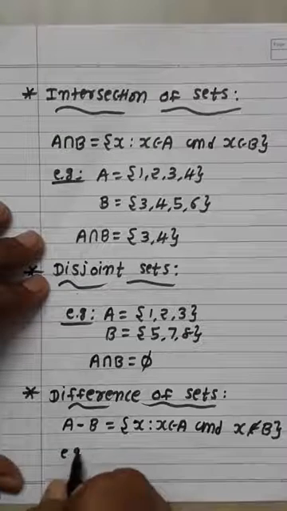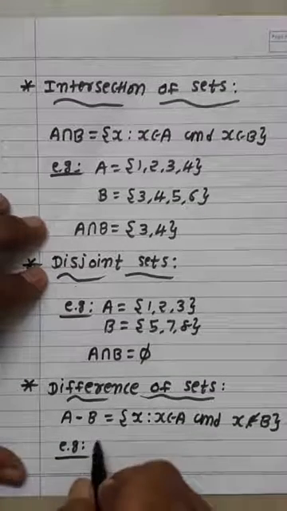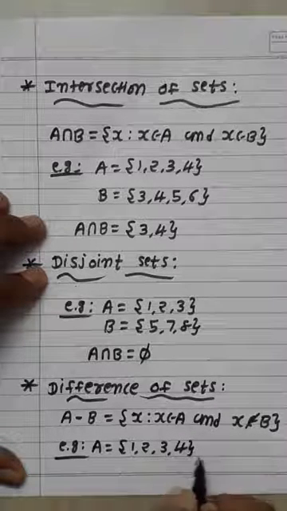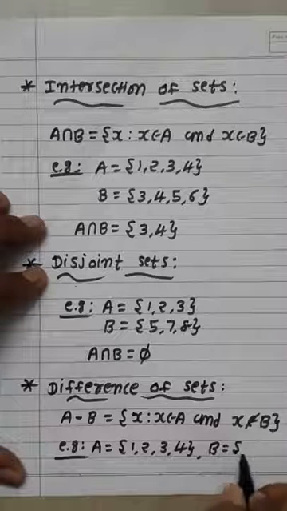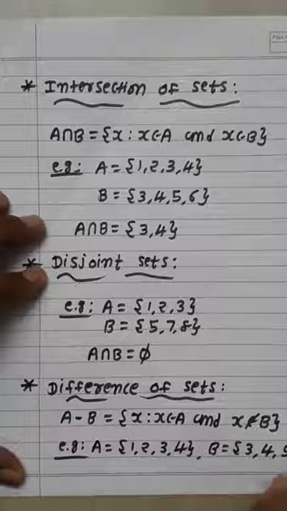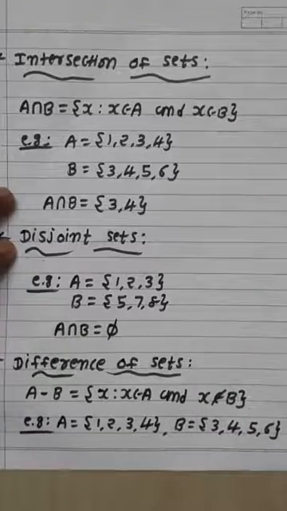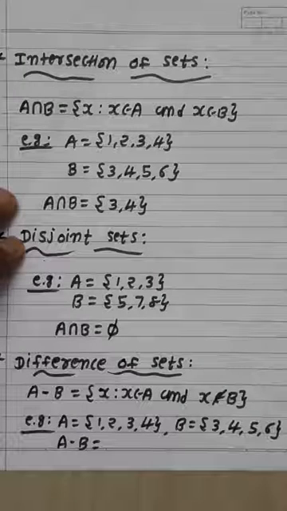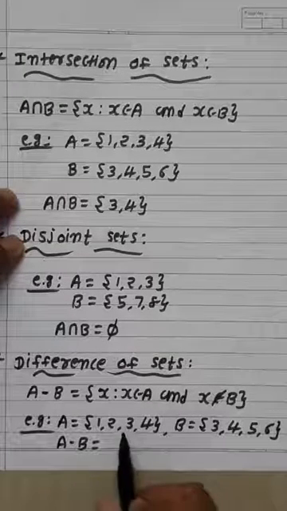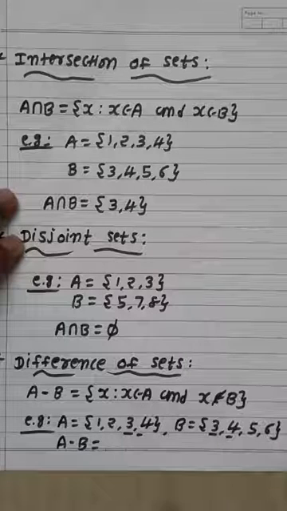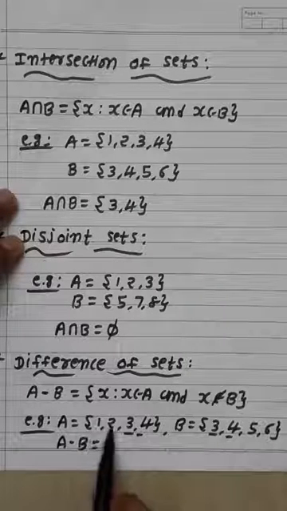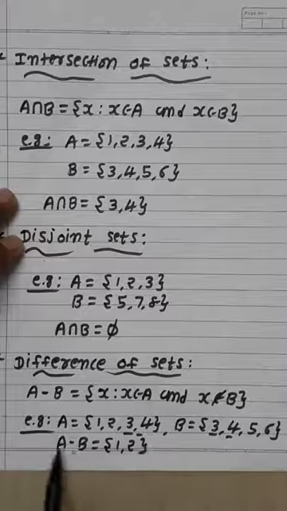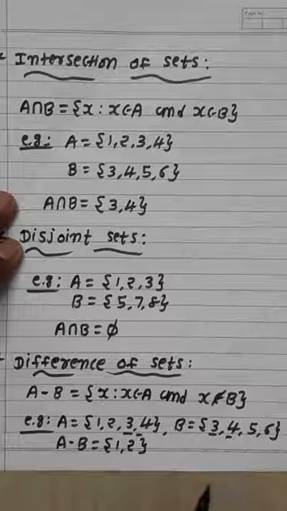Take an example. Suppose A is equal to set of 1, 2, 3 and 4. B is equal to set of 3, 4, 5, 6. Now find out A difference B. So first of all decide which elements are common in both these sets. So here 3 and 4 are common in both these sets. Now here the first position is set A, so that's why we write set of 1, 2. So our answer is A difference B is equal to set of 1, 2.